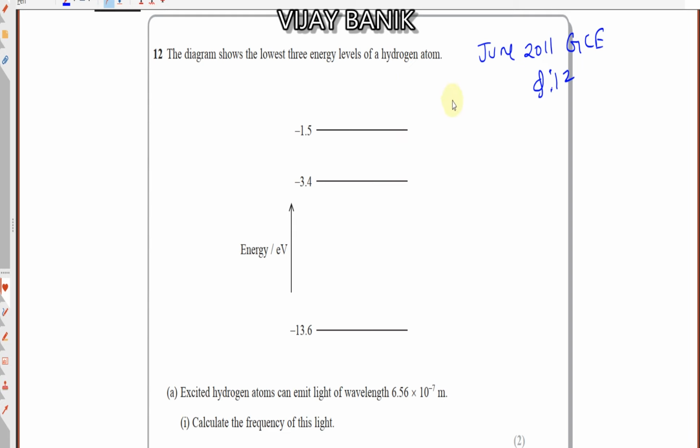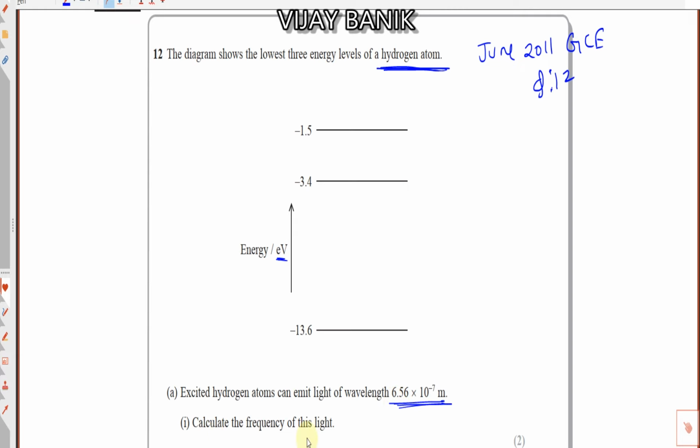So this is a new question, June 2011 GCE question 12. They gave us an energy level diagram. It's in electronvolts, everything is in electronvolts. It's about the hydrogen atom. The diagram shows the lowest three energy levels of the hydrogen atom. Excited hydrogen atoms can emit light of wavelength so and so.